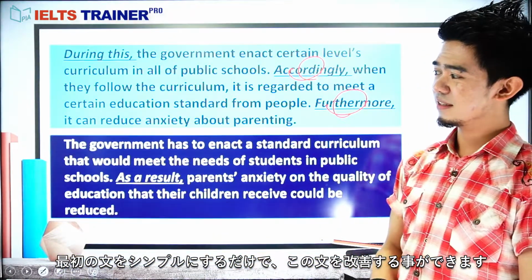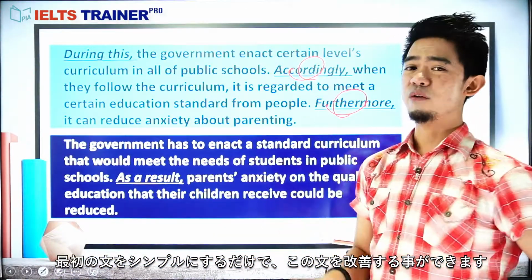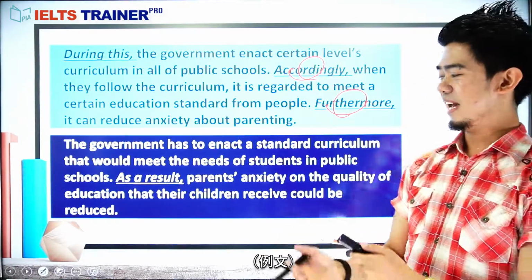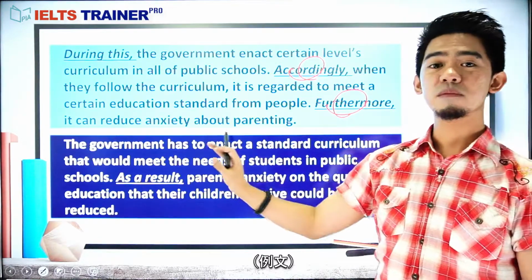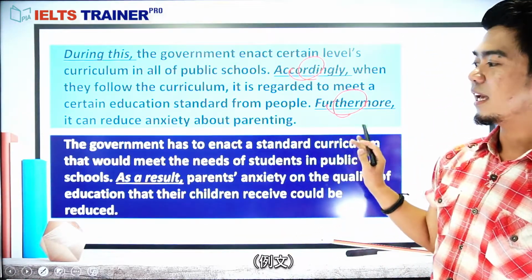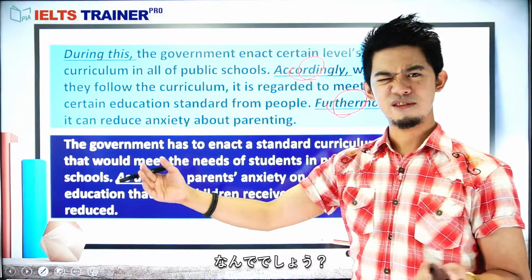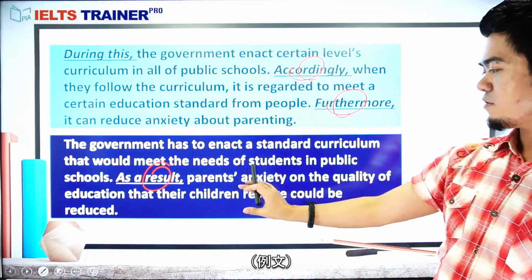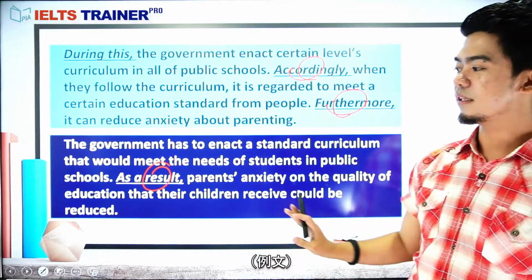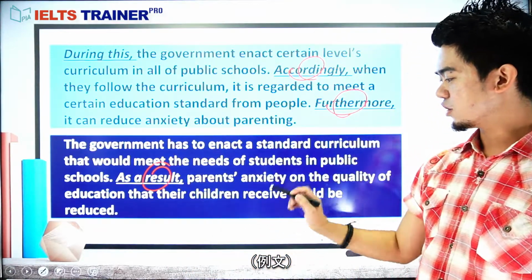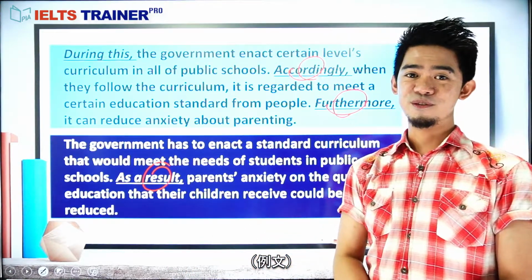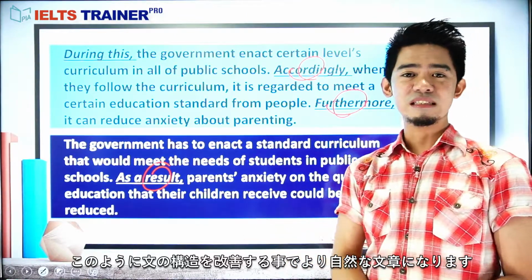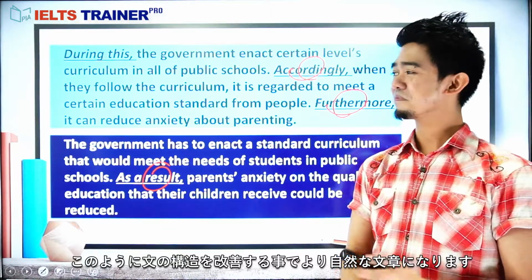We could improve this by simply making our first sentence simple. The government has to enact a standard curriculum that would meet the needs of students in public schools. So why? As a result, or maybe the outcome, parents' anxiety about the quality of education that their children receive could be reduced. With this kind of structure, this improved sentence, it is more natural.